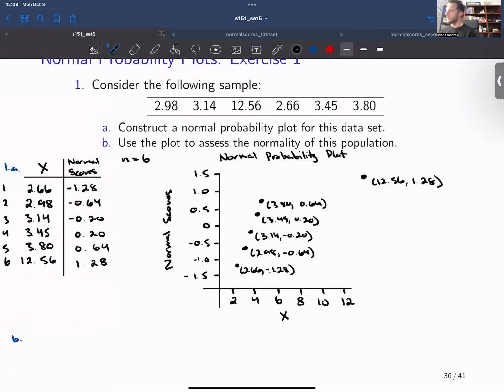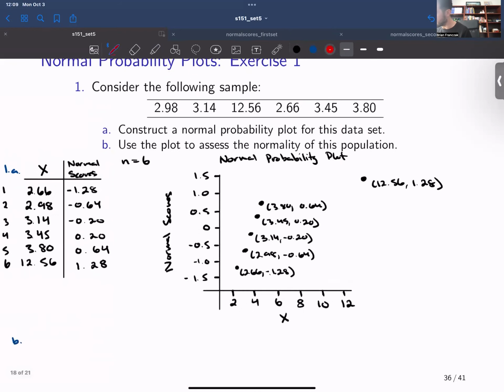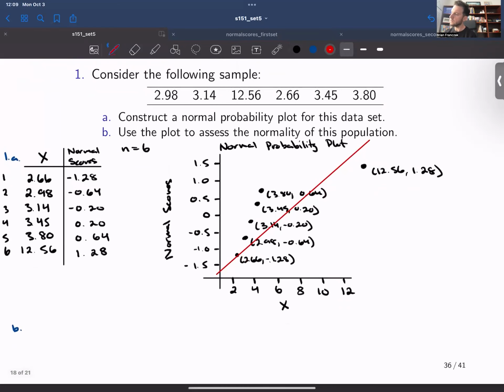If we were to sketch a straight line through this data, this outlying point is going to pull the line over a bit. So this might look something like this, maybe something like this, for example. Okay, so you can see what's happening is the outlier is pulling the line towards it. But in this situation, we can flag this and say this is a potential outlier.